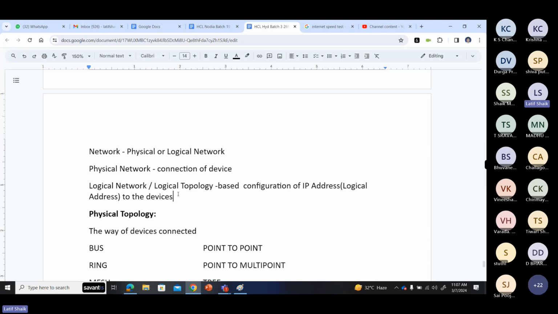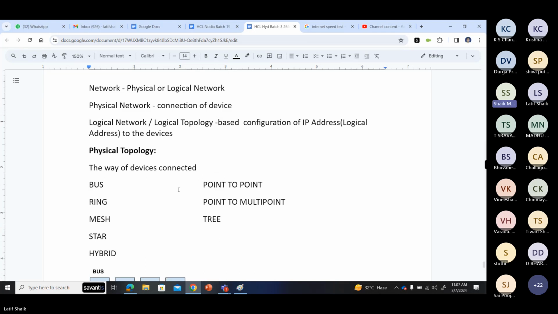What is a logical network or logical topology? It means how you are assigning an IP address, or a logical address, to the device. Based on that, it is a logical network. In one single physical network, you can have multiple logical networks. Logical network depends upon how you configured an IP address, while physical network means how you connect devices physically. Wireless is also the same physical topology.